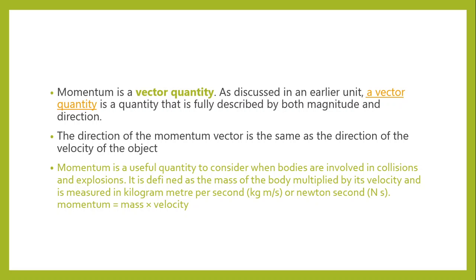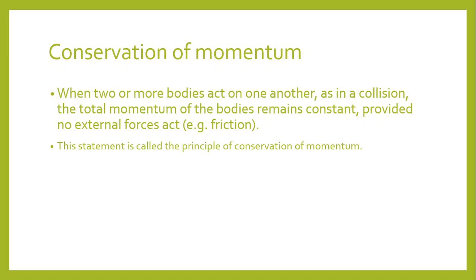Now moving forward, conservation of momentum. When two or more bodies act on one another, as in a collision, the total momentum of the bodies remains constant, provided no forces act, for example, friction. So conservation of momentum is when two bodies act in a collision and the total momentum of the bodies remains constant.